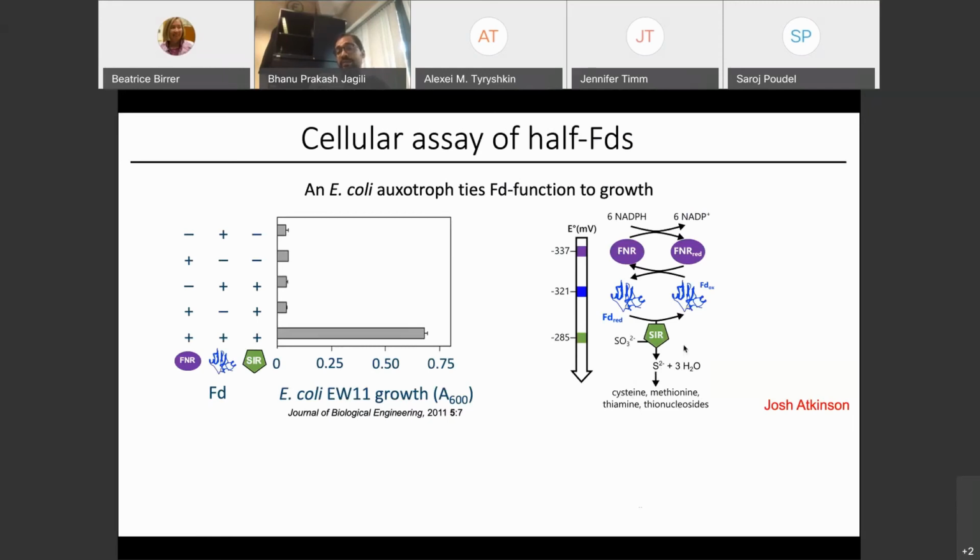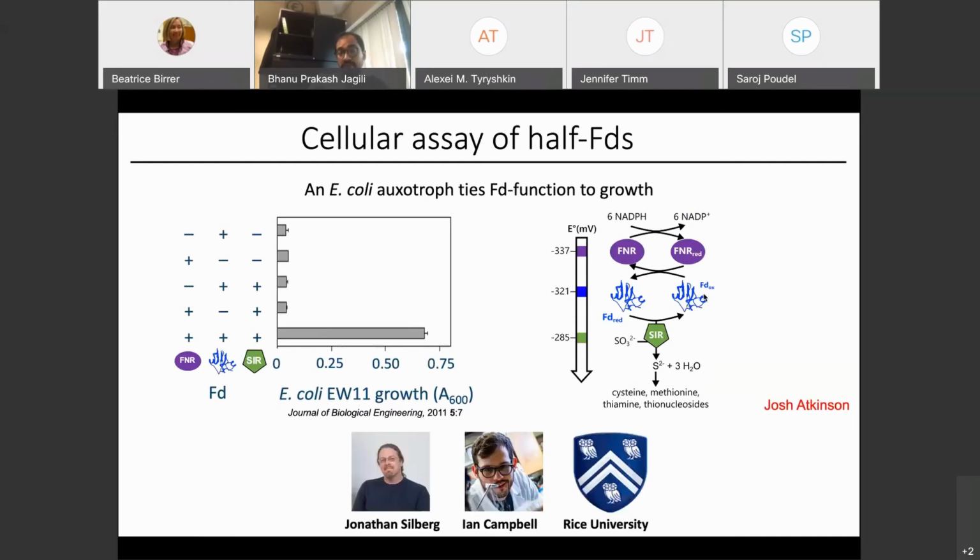As I'm saying, this ferredoxin gene is transferred directly into the bacteria through transformation, and this is inducible with ATC, which is anhydrotetracycline. We're doing this work in collaboration with Silberg's group, and Ian Campbell is a PhD student who is working on this project, and he got some exciting results for us.